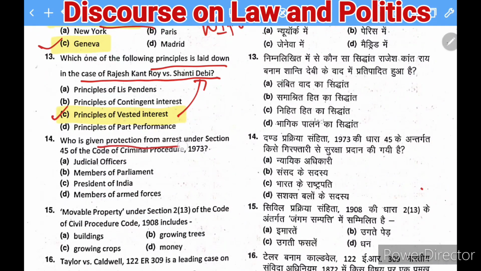Who is given protection from arrest under section 45 of the CrPC of 1973? The options given: judicial officers, member of parliament, president of India, members of armed force.